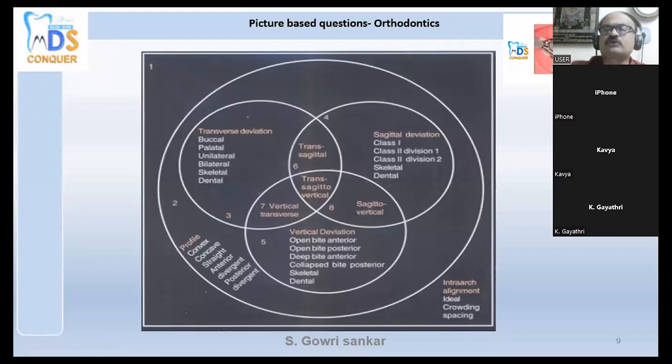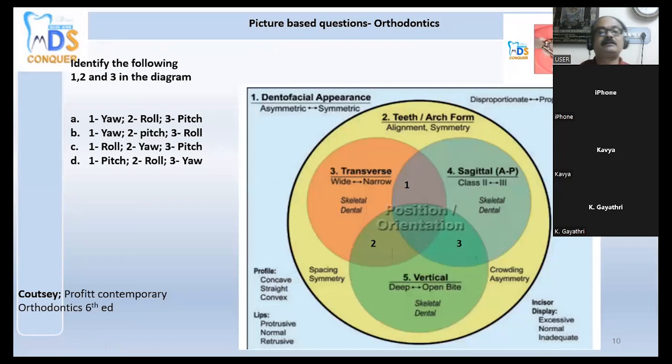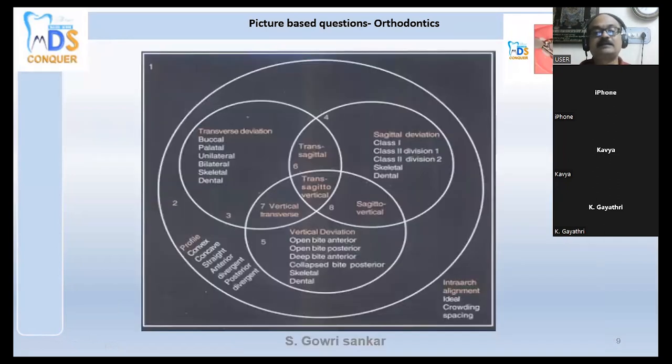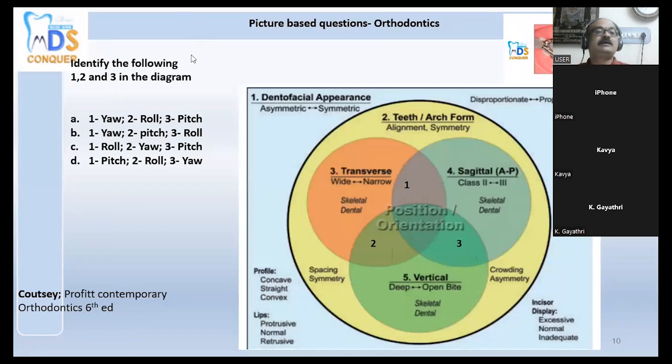So next we will move to another question, which is closely related to this Venn diagram or Ackerman-Proffit classification, which was recently modified by Proffit. So you can see that. So you know what is a cant of occlusion? If you see the previous 2-3 years papers, they are asking about the cant of occlusion in different directions, different dimensions. We have the sagittal direction or anteroposterior, and the vertical direction. Of course, we have the transverse direction. In this transverse direction, what is the cant that relates the transverse and sagittal plane called?